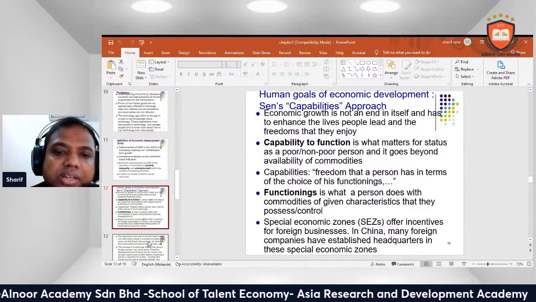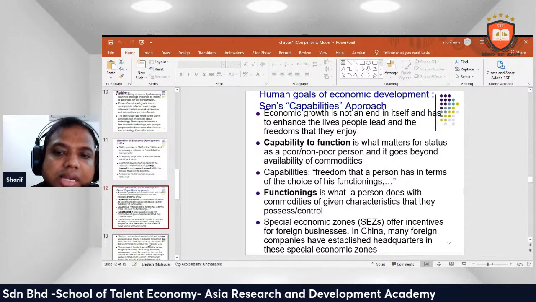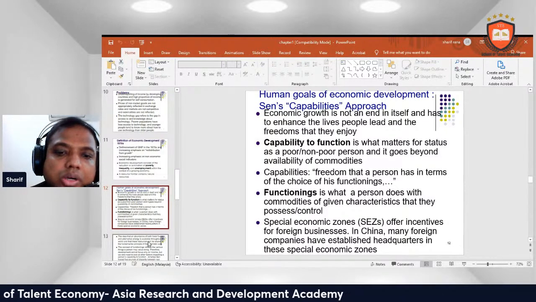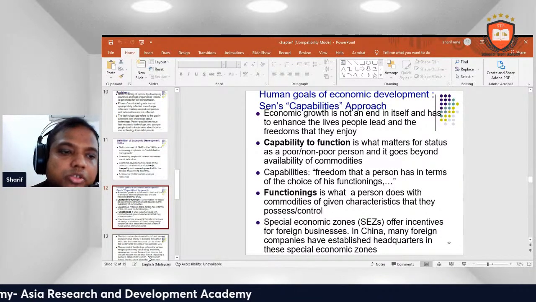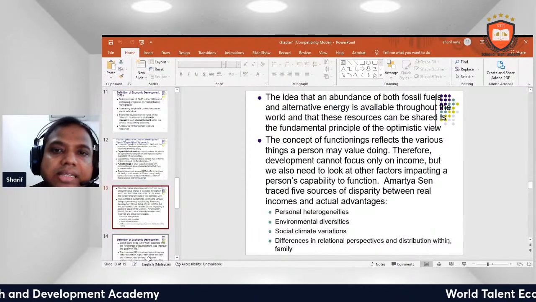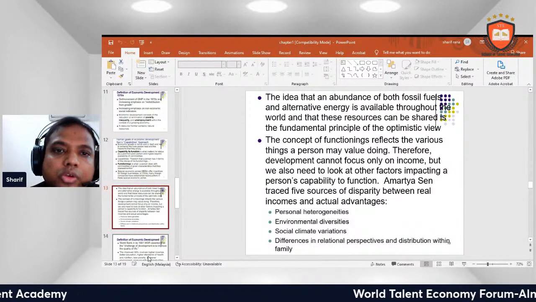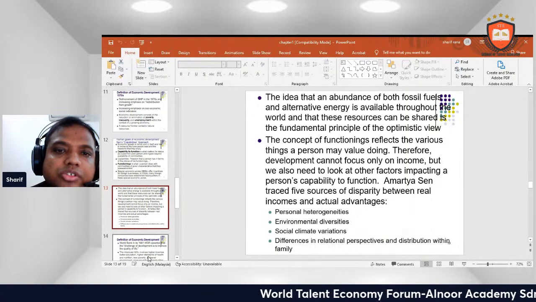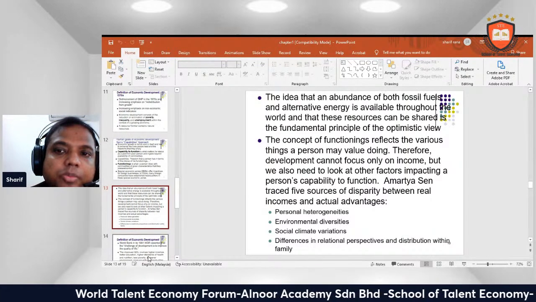Special economic zones offer incentives for foreign business. In China, many foreign companies have established headquarters in these special economic zones. The idea that an abundance of both fossil fuels and alternative energy is available throughout the world and that these resources can be shared is the fundamental principle of the optimist view.